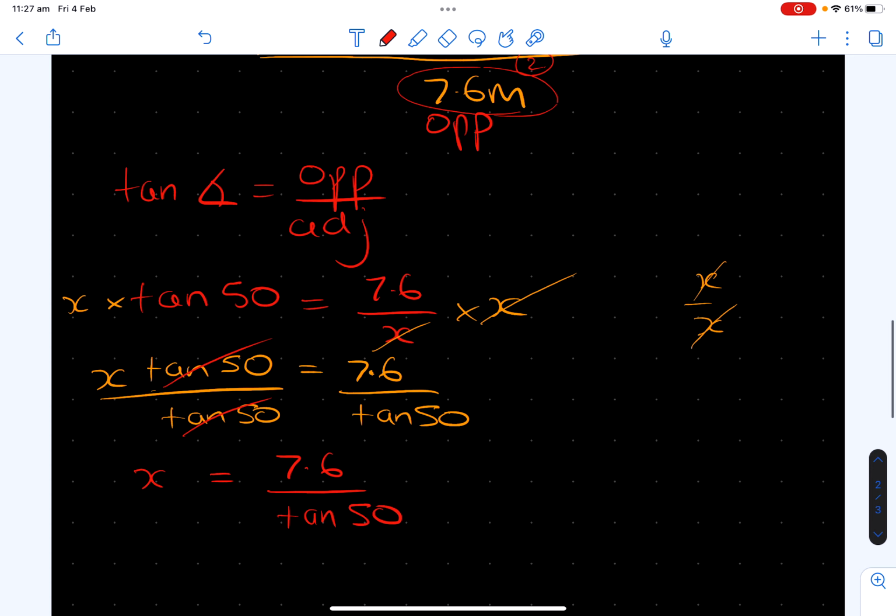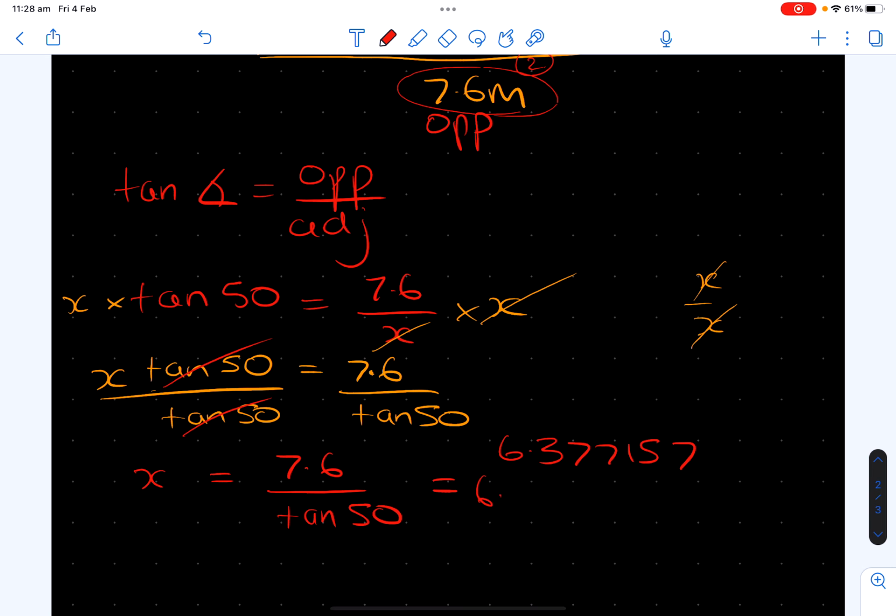And then we just put this in our calculator, and this is going to give us the length of the unknown side. So 7.6 divided by tan 50. The answer is 6.38 meters. Now I'm just going to show you what it is in a decimal, this, and so on.